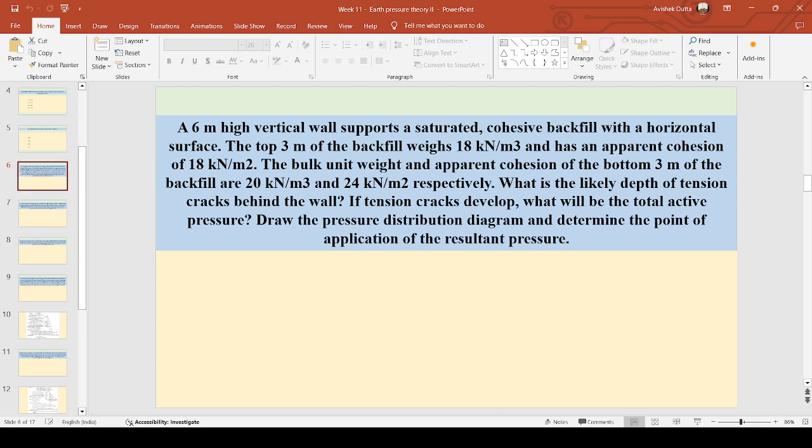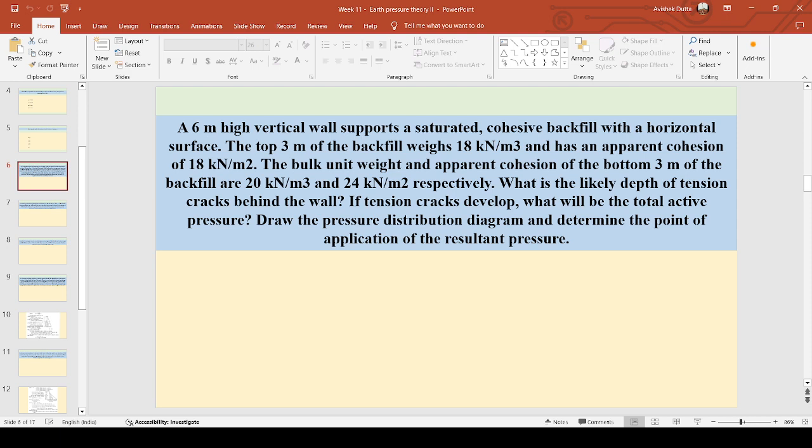So you have solved this question, right, Abdul? Yes, sir. So what was asked? The depth of the tension crack behind the wall. So what is your answer? 2 meters. And then it was asked the total active pressure given that the tension crack has developed. What is the answer? 117 kilonewtons per meter of the length. And the point of application from the base? 1.25 meters from base.